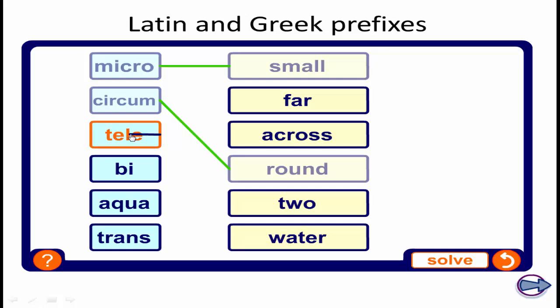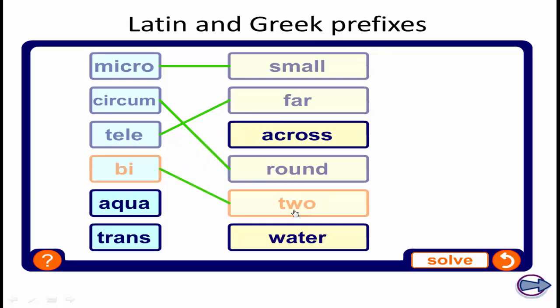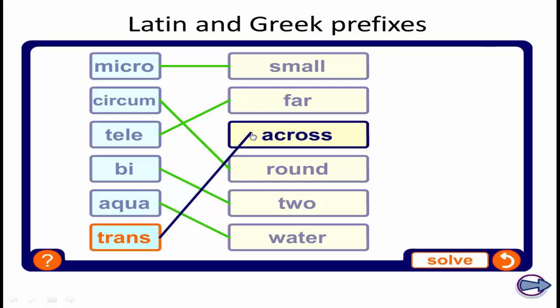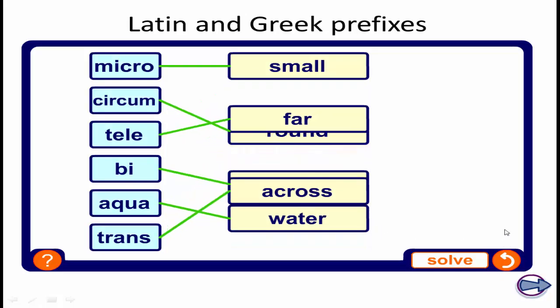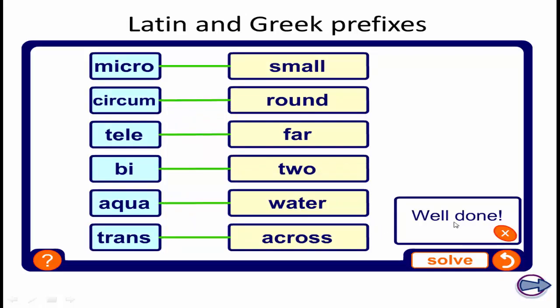Like in telescope. It means far. Perfect. What about bi? It means two or twice. So it's two. Aqua. Aqua means across or means water? It means water, like aqualung. And finally, trans. It means across. You're right. Perfect. Well done.